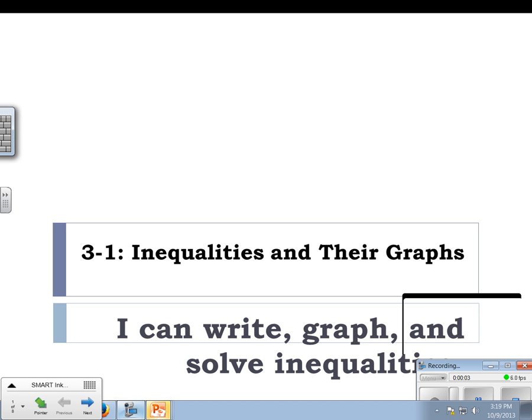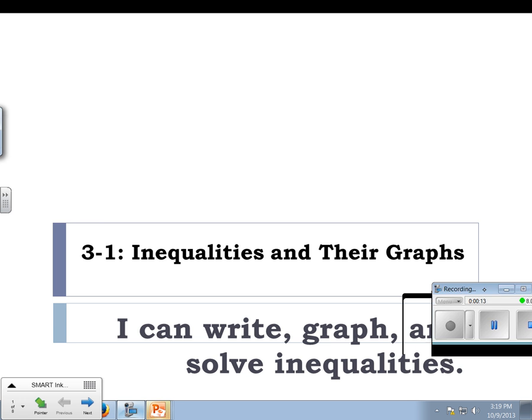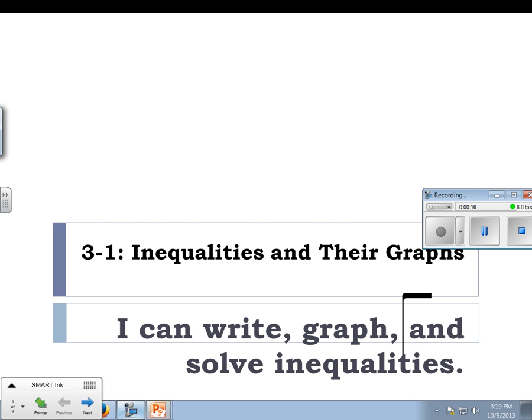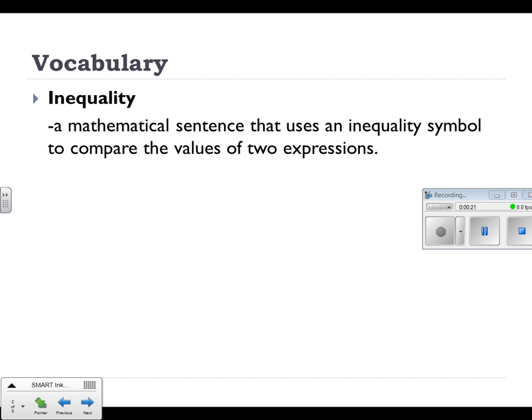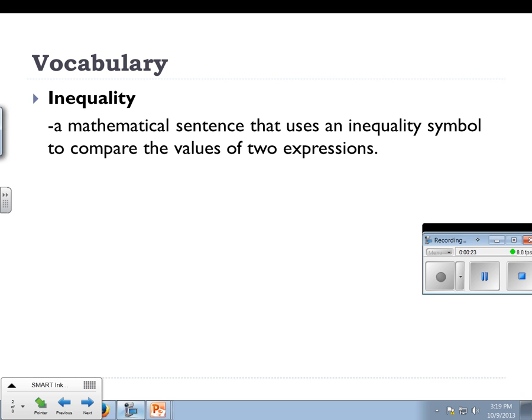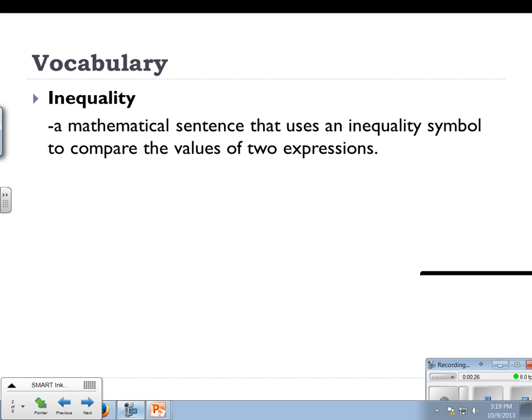In this video 3-1, we will be looking at inequalities and their graphs. By the end of the video and work time in class, you should be able to say, I can write, graph, and solve inequalities. An inequality is a mathematical sentence that uses an inequality symbol to compare the values of two expressions. Inequalities are less than, greater than, less than or equal to, and greater than or equal to.